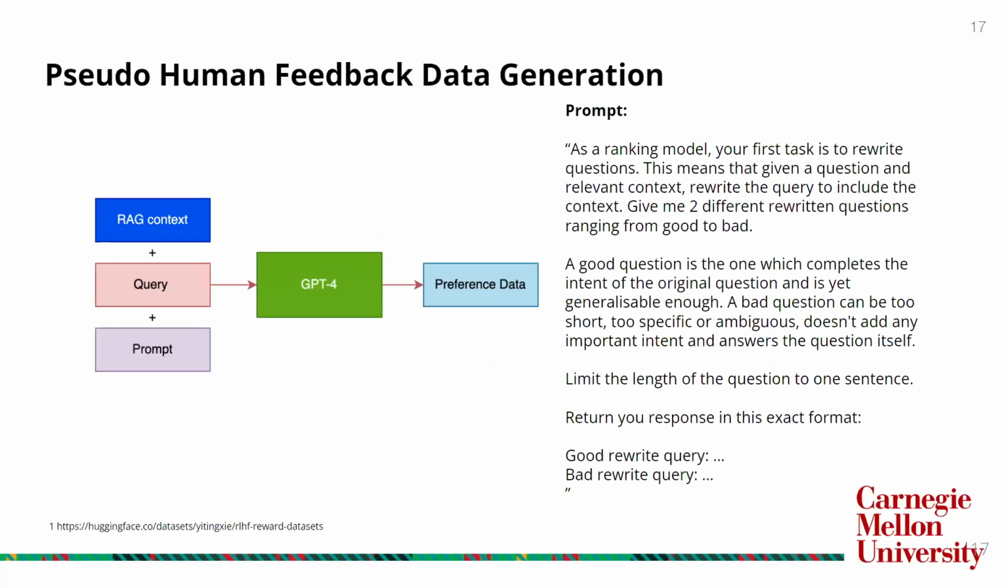We prompted GPT-4 to rewrite multiple different queries and rank them based on their relevance to the given context. So here you can see the prompt, where we ask GPT to rewrite a good and a bad query. In the prompt, we provided the context to GPT as to what is defined as a good and a bad question. And this really helped it create a major difference between the good and the bad query when using GPT-4.